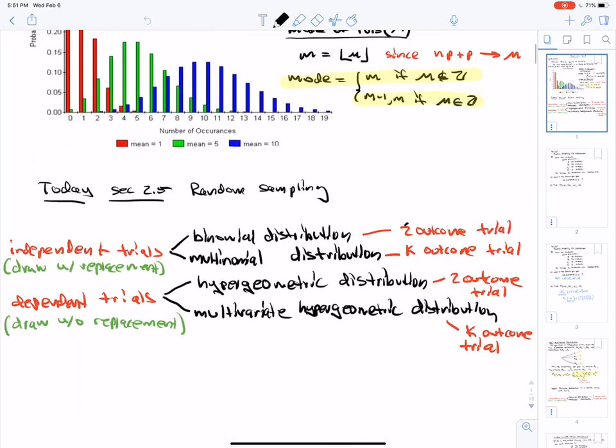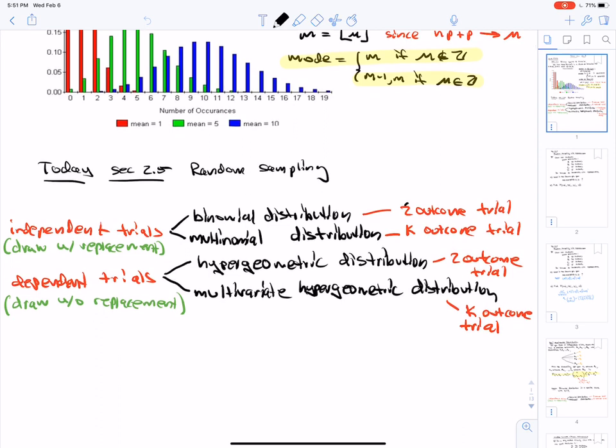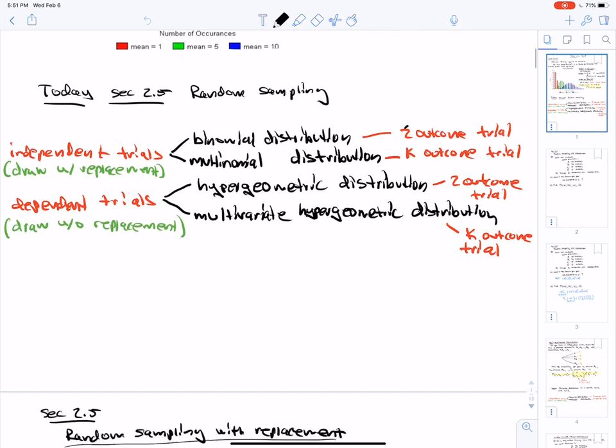So today we're going to talk about random sampling, both independent trials and dependent trials. When you have independent trials, this will give us the binomial distribution and the multinomial distribution. The binomial distribution has 2 outcomes. The multinomial distribution has k outcomes, where k is greater than or equal to 2. For dependent trials, we'll have the hypergeometric distribution with 2 outcomes, and multivariate hypergeometric with 2 or more outcomes.